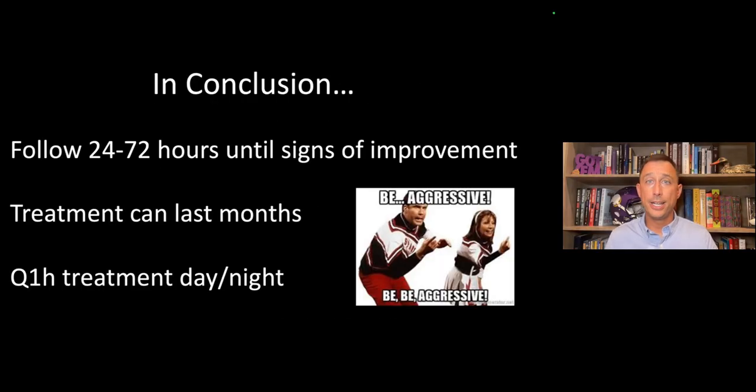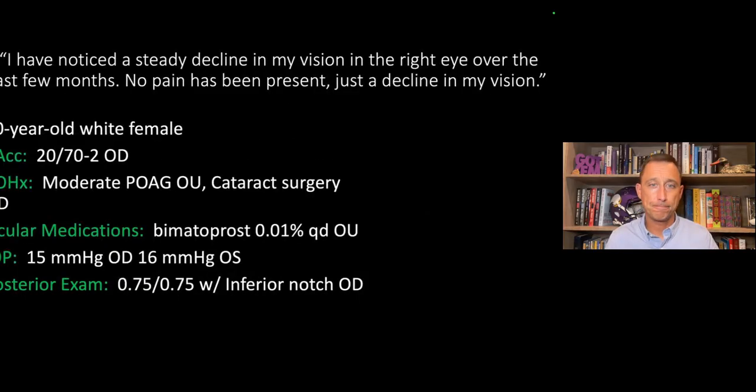So in conclusion, you get to know these patients well. You're going to follow them every 24 to 72 hours. Treatment can last months with these patients, but you have to be very aggressive with your antibiotics if you're going to manage these. And really keep in mind that culturing 3-2-1 rule, either you doing the culturing or working with someone that's doing culturing. Early intervention is critical to prevent vision loss with these tough types of corneal ulcers.